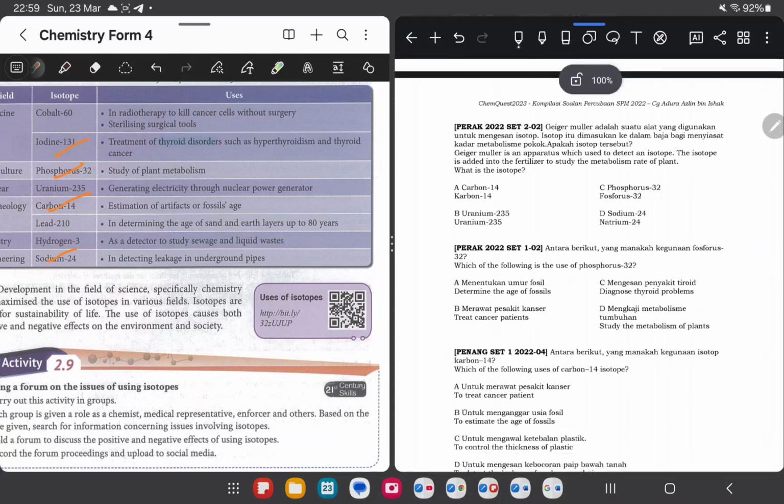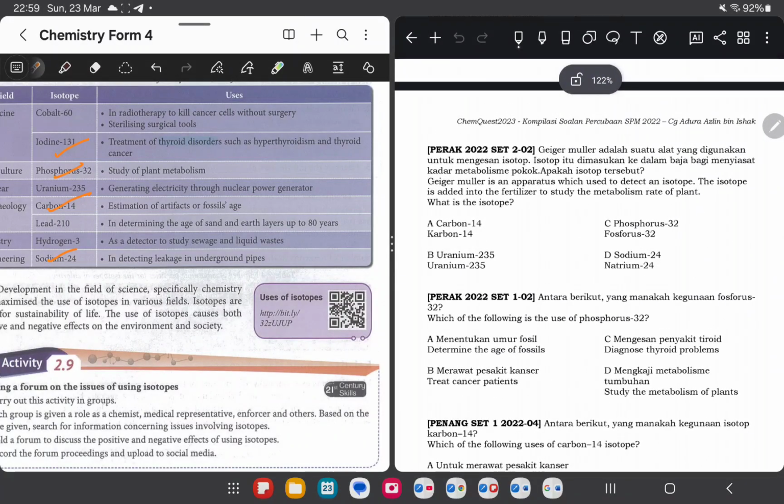So moving on to the next one. If you hear about Geiger-Muller, please remember that Geiger-Muller is something about pipe leakage. You learn about the Geiger-Muller tube in your Form 3 science. It's an apparatus used to detect an isotope. The isotope is added into fertilizer to study the metabolism rate of plants. What is the isotope? So the Geiger-Muller is an apparatus to detect an isotope, and the isotope is added into fertilizer.